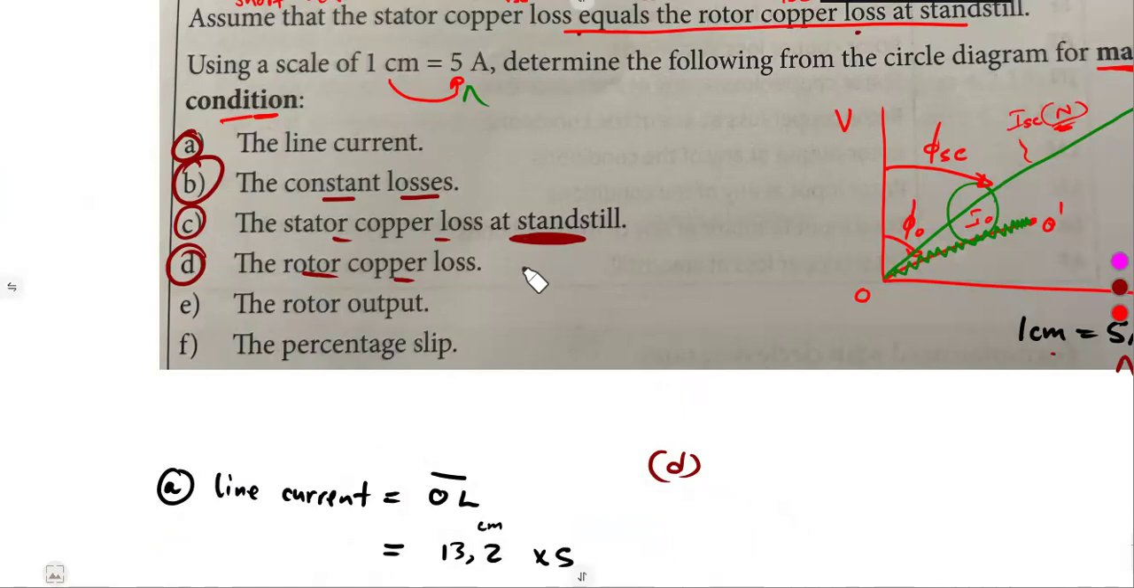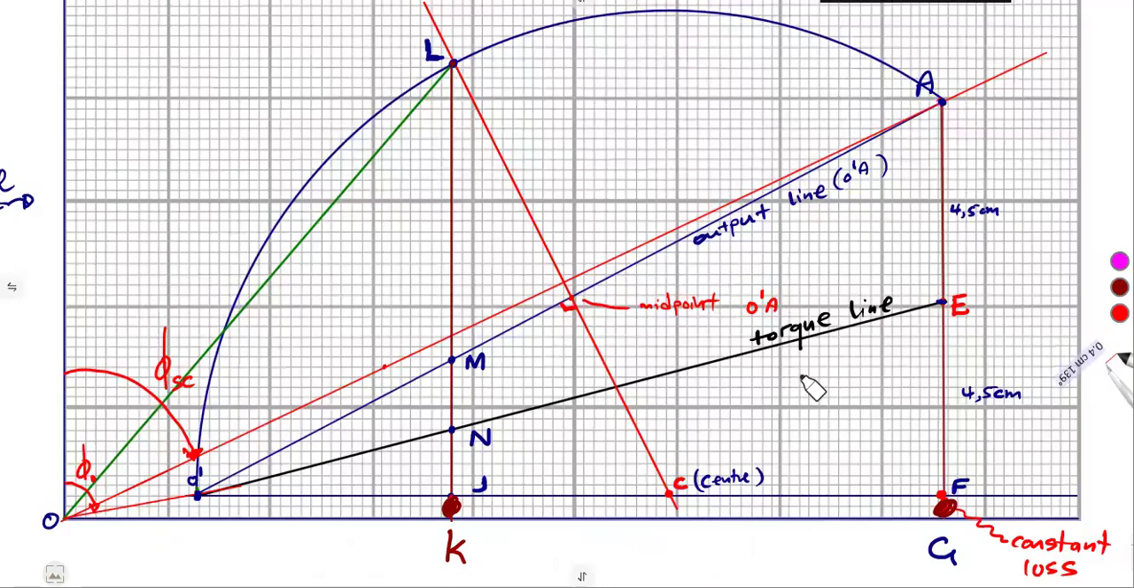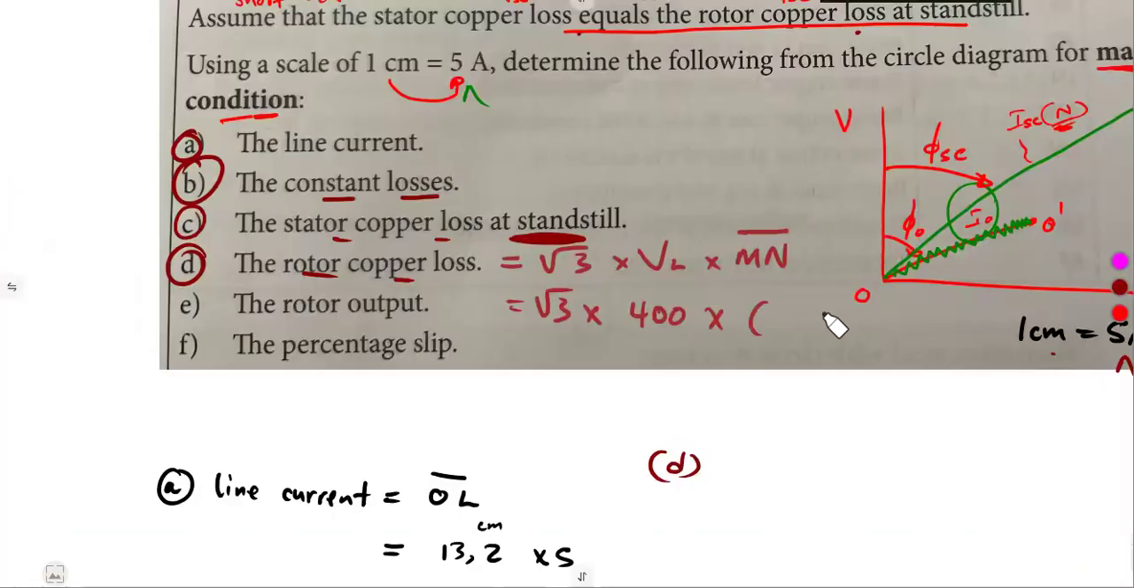So that's it. Let me just write it here, guys. Rotor copper loss is going to be square root of 3 times the voltage times MN. Going to use vector MN. The line voltage, remember, was 400. You measure the length of M to N here, and that was approximately 1,5 centimeters if you measure properly.